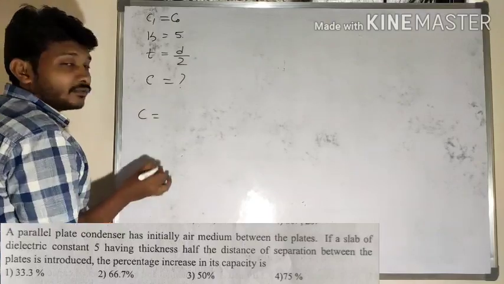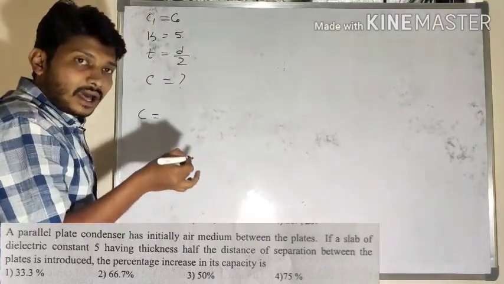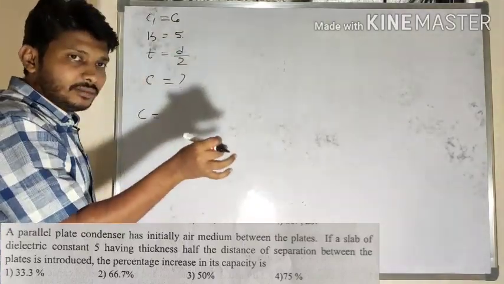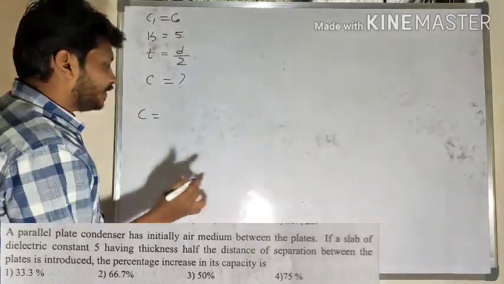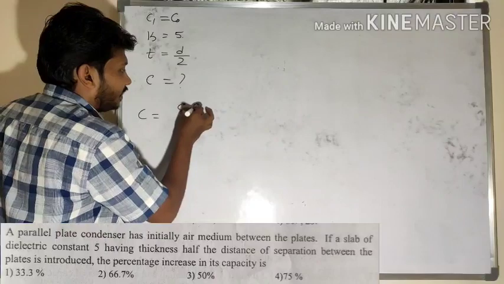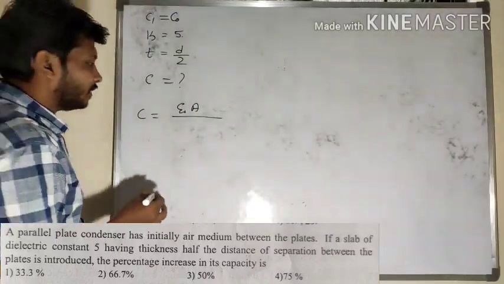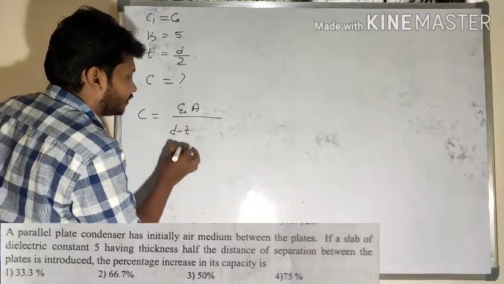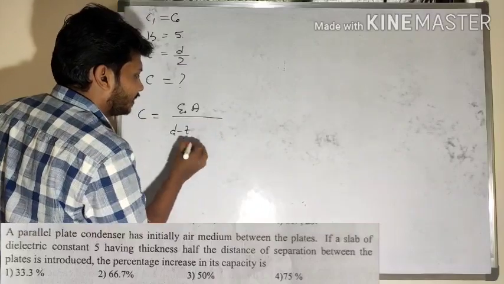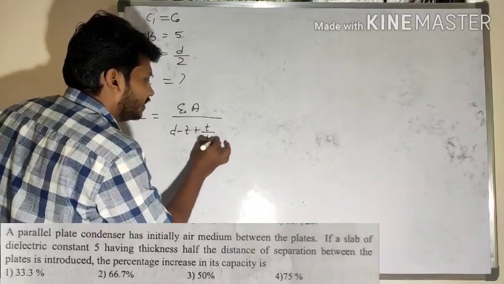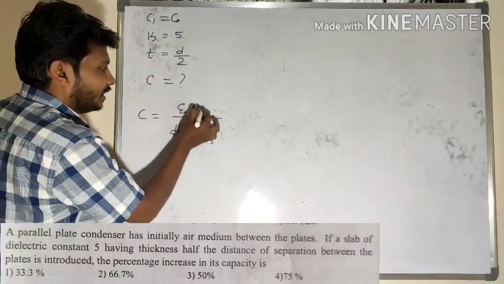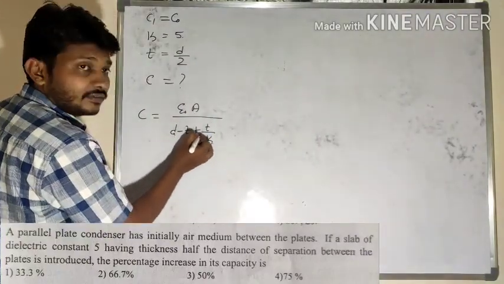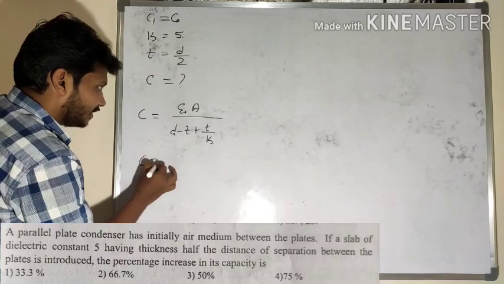What is the formula for the capacitance of a parallel plate capacitor if a dielectric medium is introduced, the dielectric medium having thickness T here? Can you remember? So D minus T plus T by K here. What is the formula here? Epsilon naught into A divided by D minus T plus T by K here.